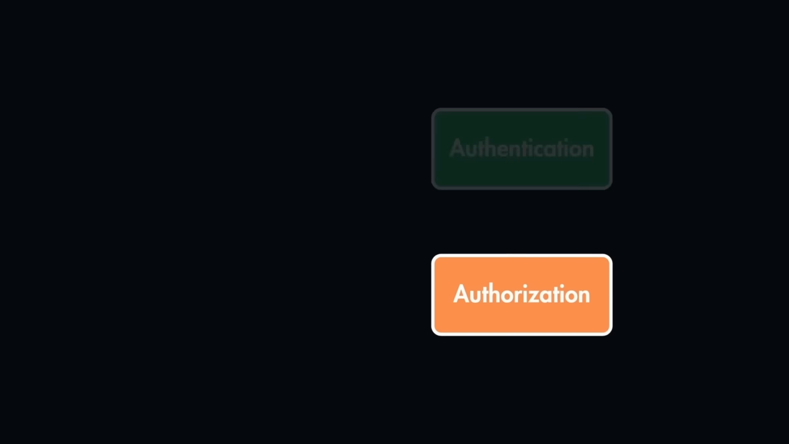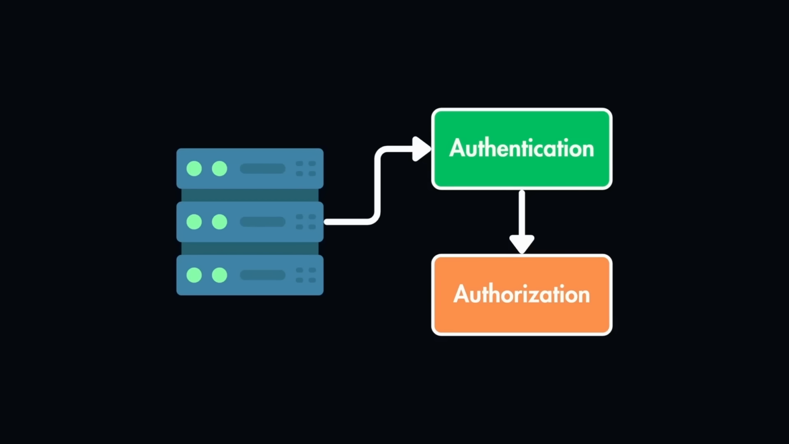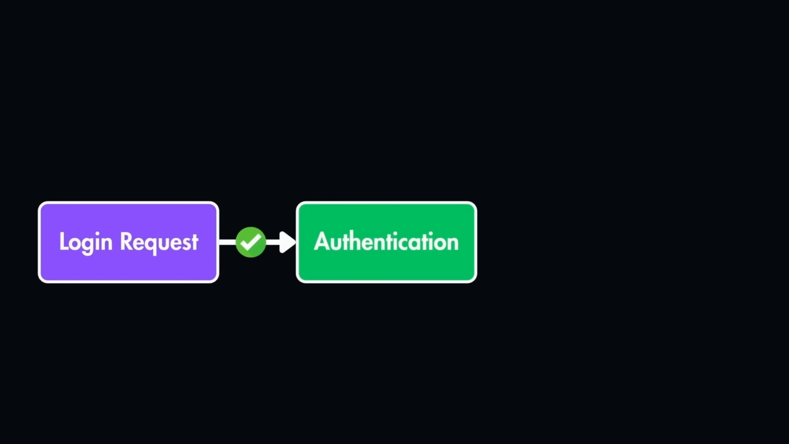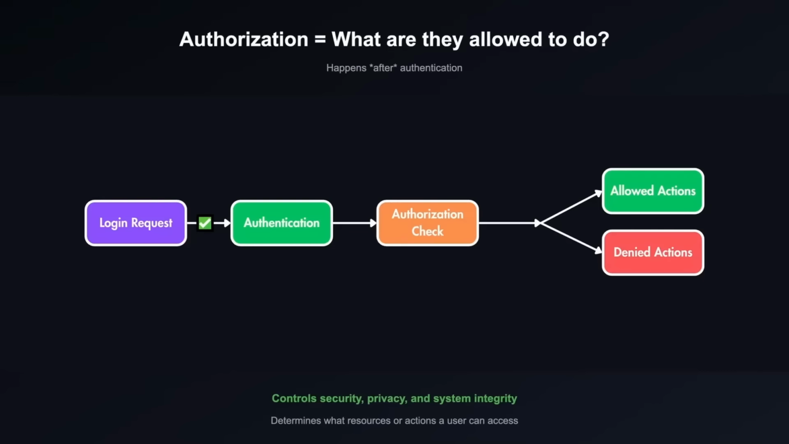Authorization is the step that happens after authentication, once someone is logging into our system. So once the login request is approved, which means that the system now knows who the user is, the next step is deciding what they can do, which is the step of authorization. It needs to check what resources or actions that user has permissions to access and also what the denied actions are for this user. This is how we control security and privacy in the systems.